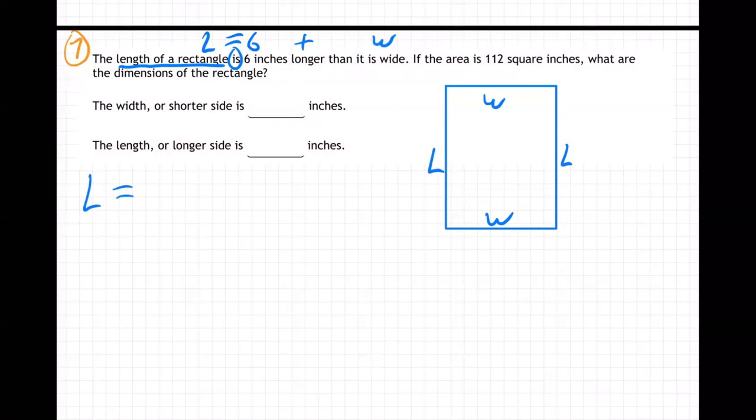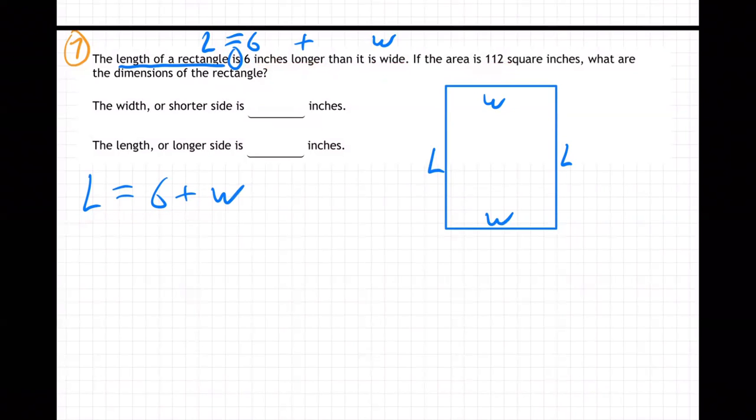Remember, we have two letters, we need two equations. So there's my first equation. See how I grabbed that? Right straight from the sentence. Again, if we have two letters, we're going to need two equations. Length equals 6 longer, 6 added to the width. Okay, what's the second one?